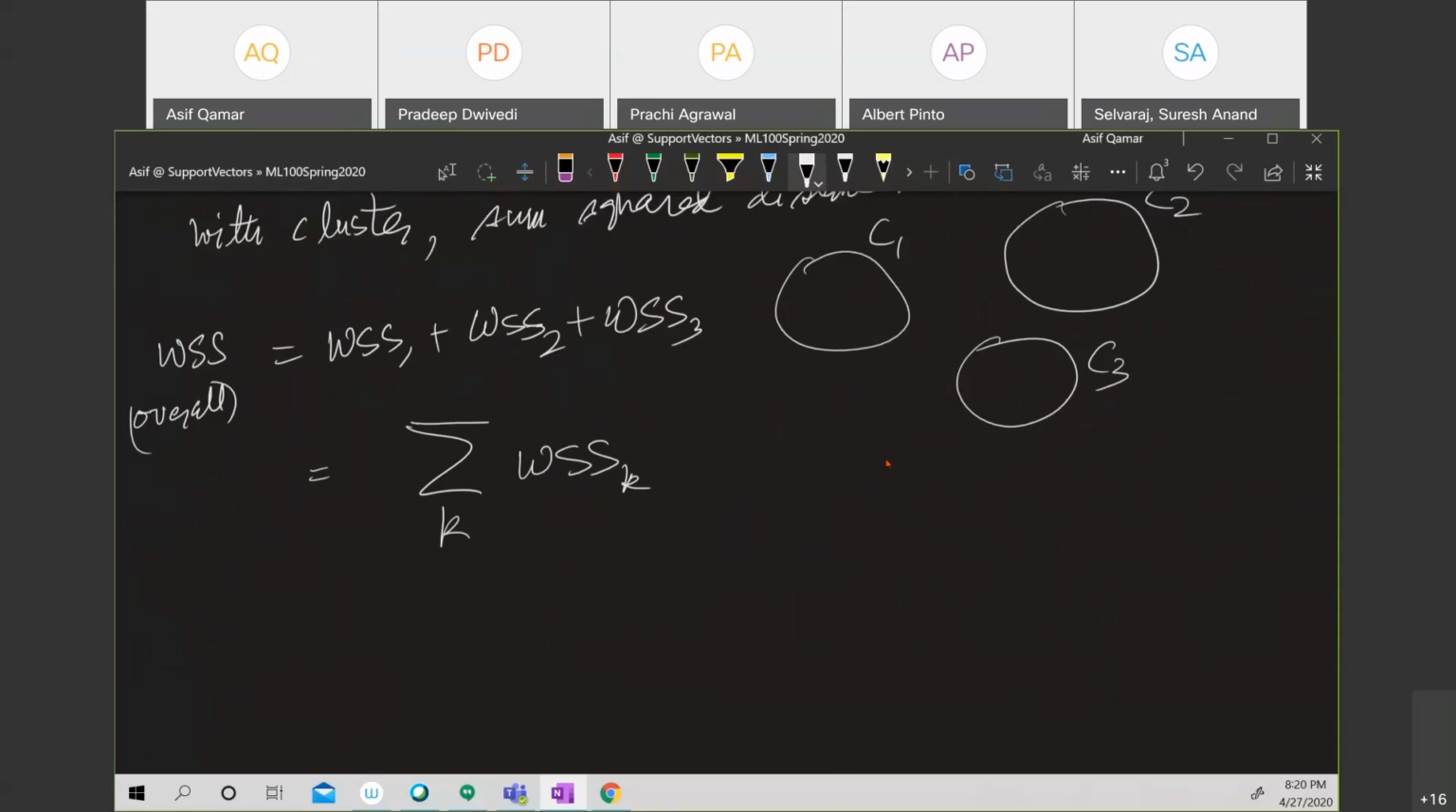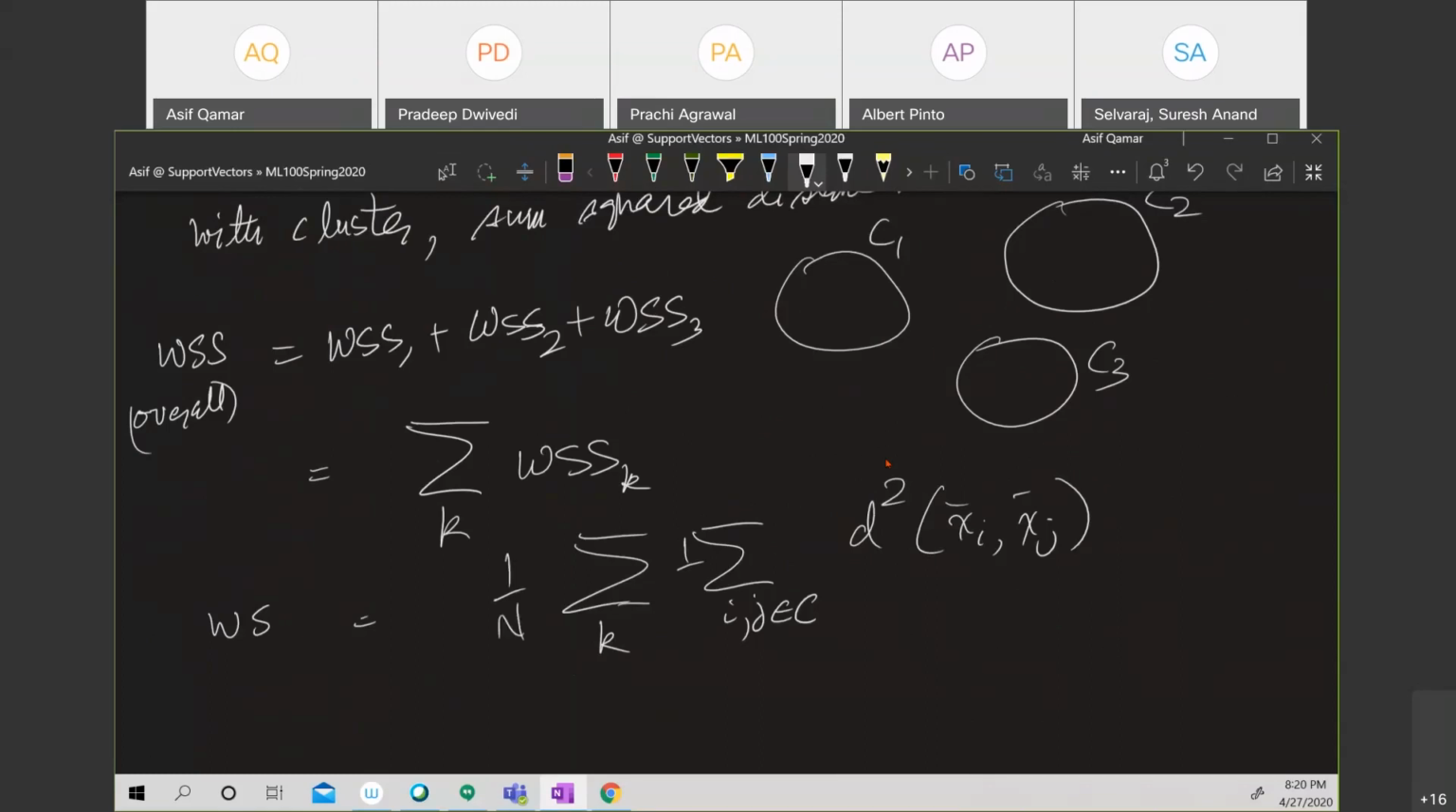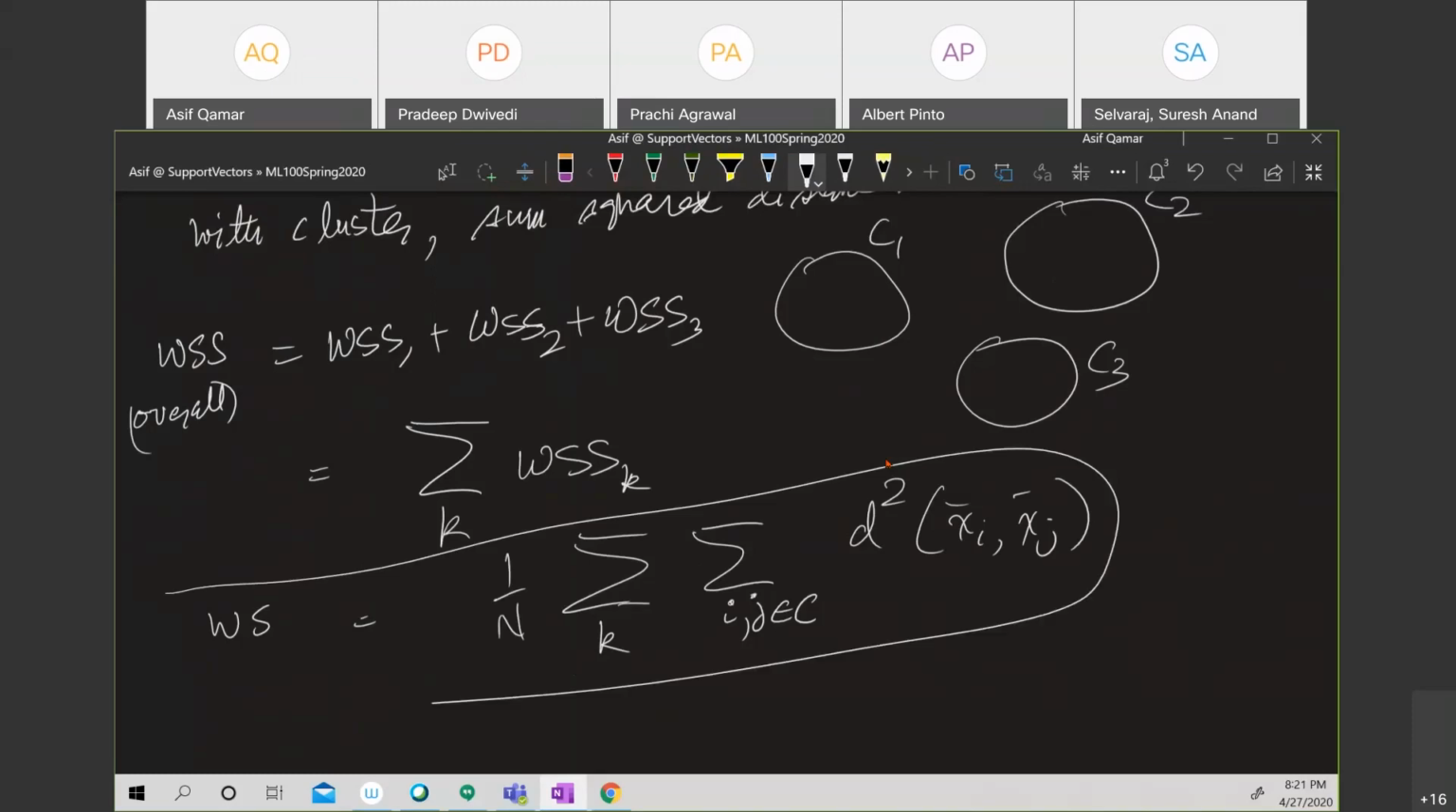And if you substitute the original value, you would come to the conclusion that this is summed over K, summed over i, j belonging to a cluster K, and a D squared xi, xj, right? Any 2 points, and then each of these are appropriately normalized, and you can give the normalization scores, total number of points and so forth. So I might be a little bit off in my expression, but this is the intuition behind the WSS. What can you do with this WSS?